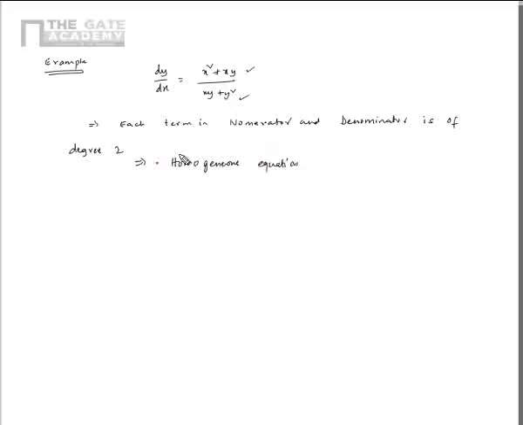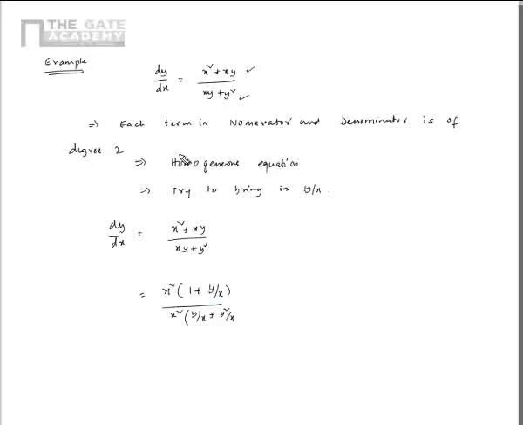And so you can try to bring it in y by x form. Okay, so let's see how to bring it in y by x form. If I take x square common from the numerator, I can write y by x, right? And in the denominator, if I take x square common, I can write y by x plus y square by x square. So this can be written as (1 plus y by x) by (y by x plus y square by x square).